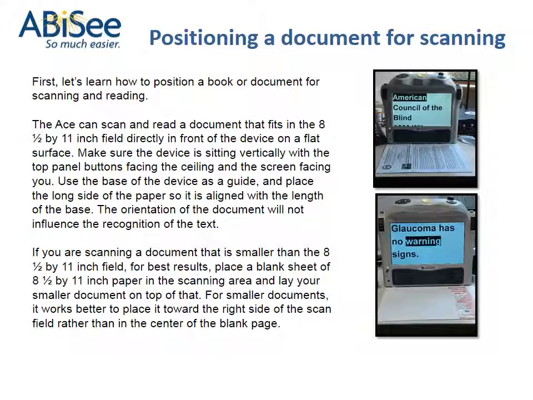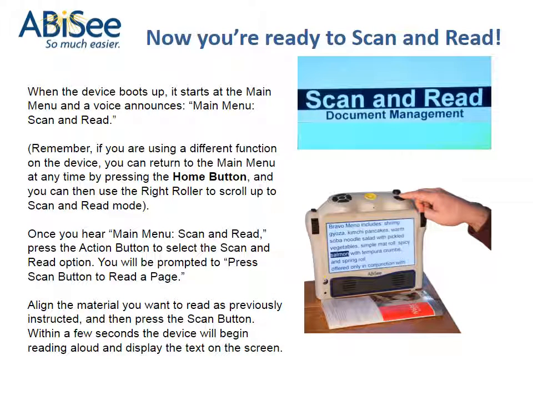If you are scanning a document that is smaller than the 8½ by 11-inch field, for best results, place a blank sheet of 8½ by 11-inch paper in the scanning area, and lay your smaller document on top of that. For smaller documents, it works better to place it toward the right side of the scan field, rather than in the center of the blank page. Now you're ready to scan and read.